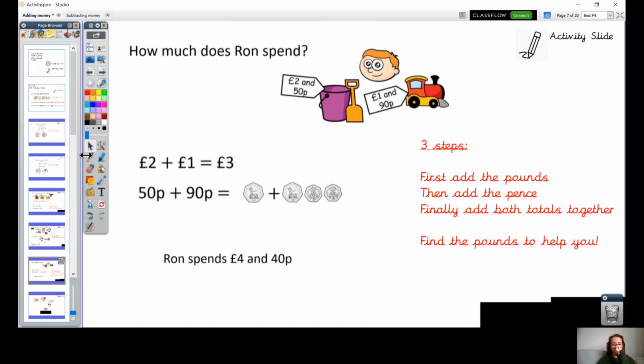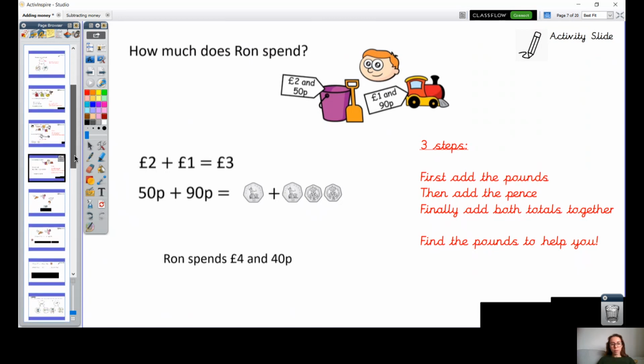Tick it if you got it correct. If you didn't get this one correct, it might be worth you drawing the coins out when you get a question like this again. Perhaps you didn't do that this time. Perhaps drawing coins out in your book would be helpful for you.